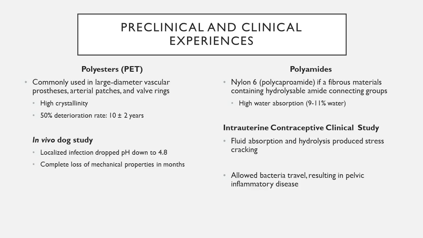Cardiovascular surgeons love this material in part because it's strong and a flexible polymer. It's stabilized by a high degree of crystallinity due to the chain rigidity and orientation of the polymer. It's considered to be biostable, meaning it only has a 50% deterioration rate over the course of 10 years. So it tends to be great for these types of applications: vascular prostheses, arterial patches, valve rings in heart valves.